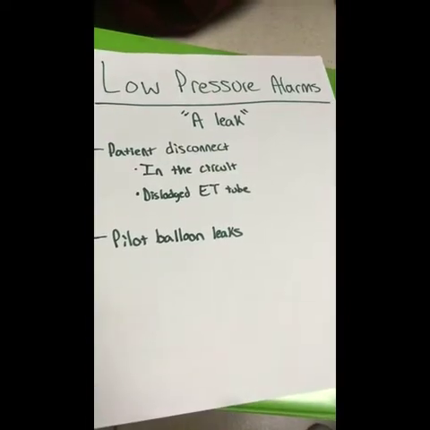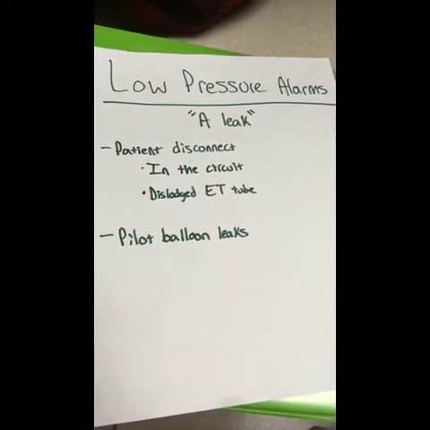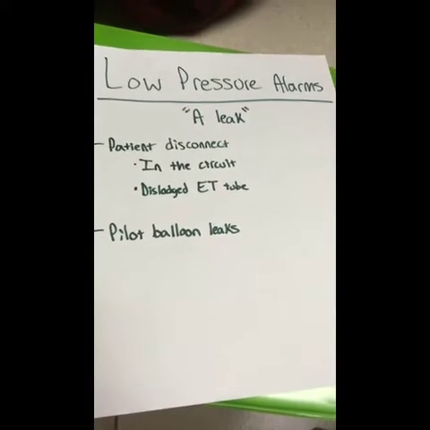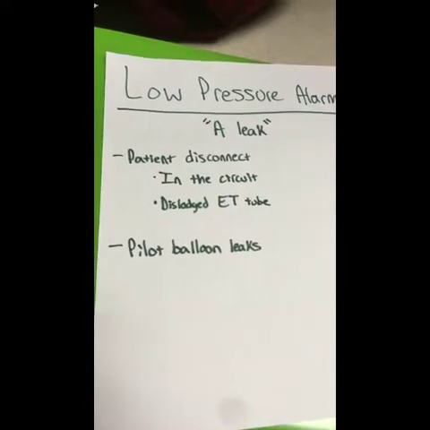So those are some of the most common causes for high pressure alarms on the ventilator. Now let's take a look at low pressure alarms. While low pressure alarms are most commonly caused by a simple patient disconnect, a leak is a leak and can be found anywhere in the circuit, as well as the pilot balloon.